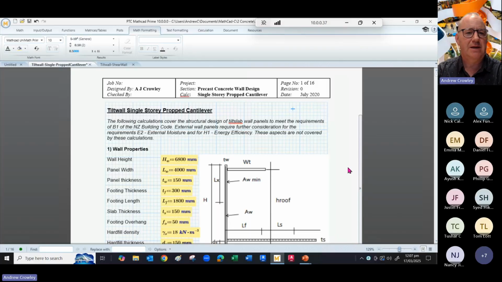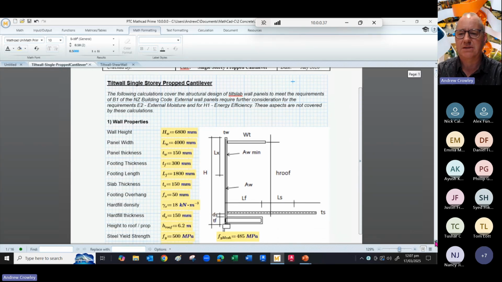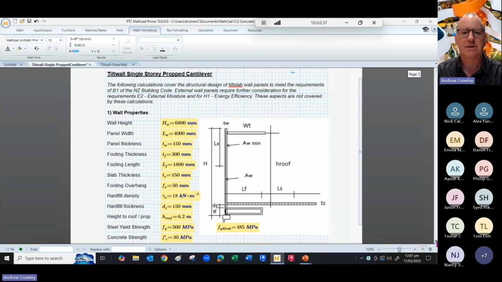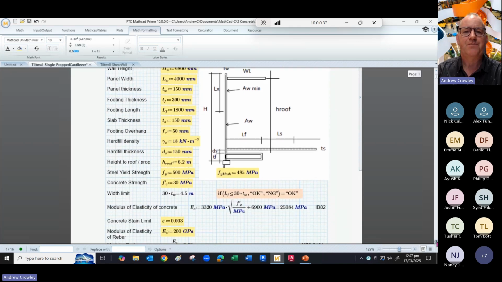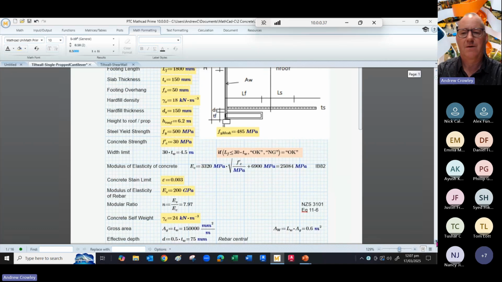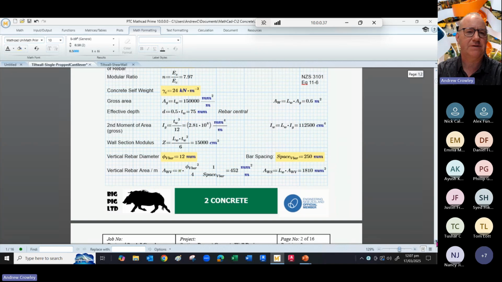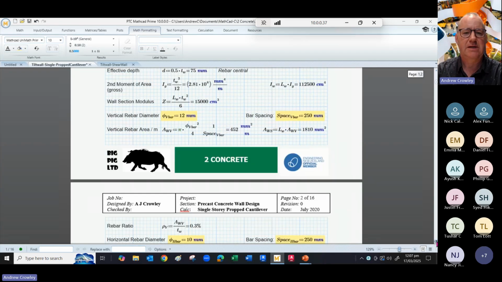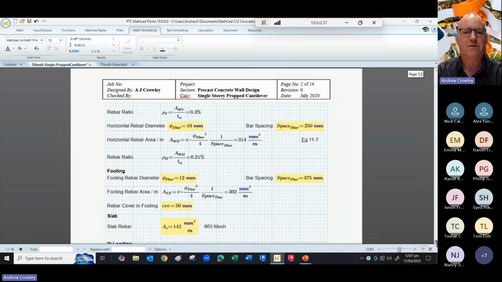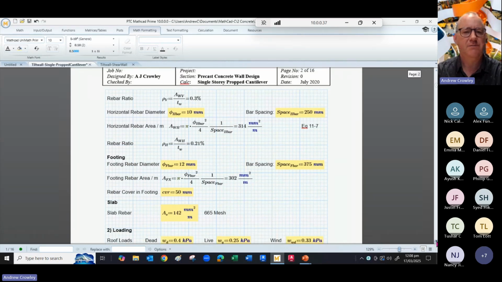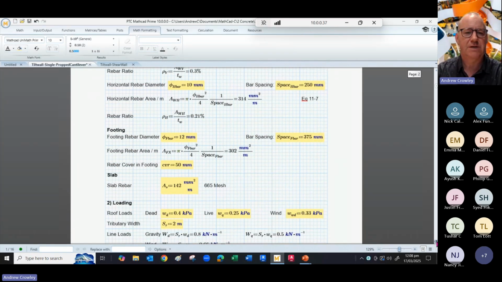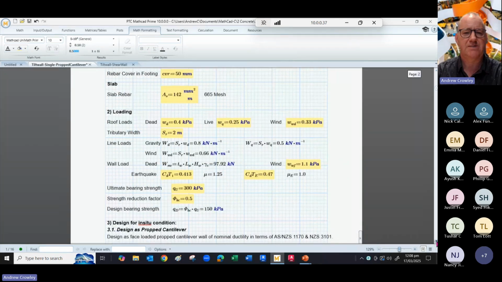And here is the Mathcad for the tilt wall single-story propped cantilever. So we begin with entering the basic information such as the height, thickness, and the panel width, also the footing width and thickness. Put in some basic parameters for the concrete and the steel, as we would normally do for concrete design. Add some details for the rebar, for the walls and the footings and the slab. So then we get to the loading.